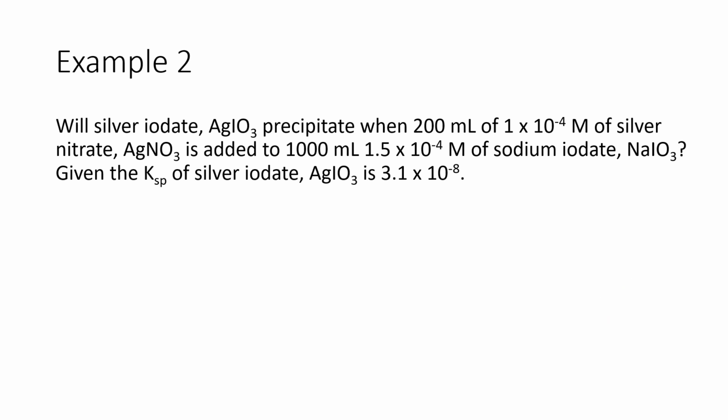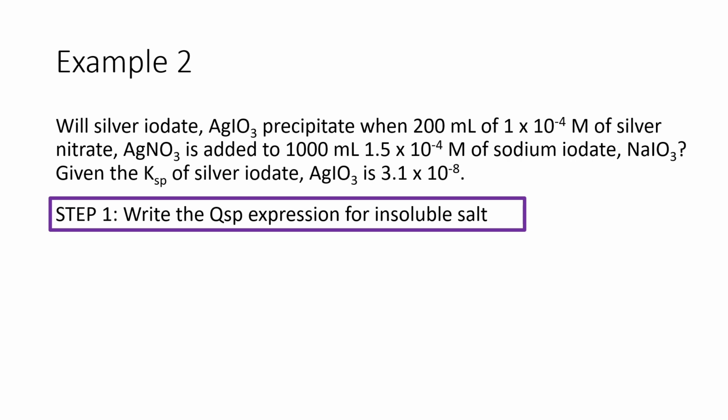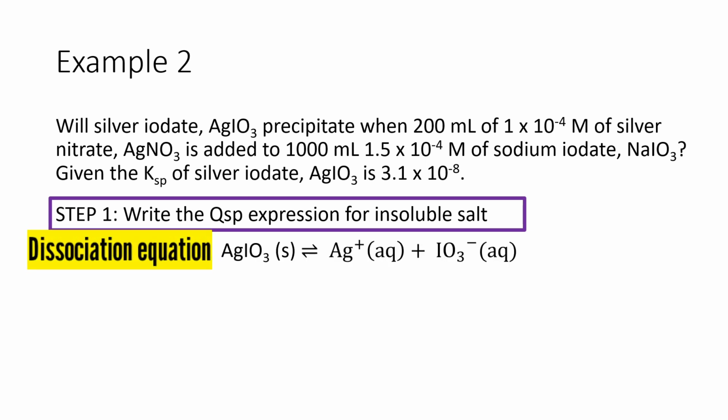To calculate the reaction quotient value, step number 1 is to write the reaction quotient expression for the insoluble salt. For this question, because the solubility product value is given for silver iodate, silver iodate is the insoluble salt. To write the reaction quotient expression, first we must write the dissociation equation for the insoluble salt, silver iodate.